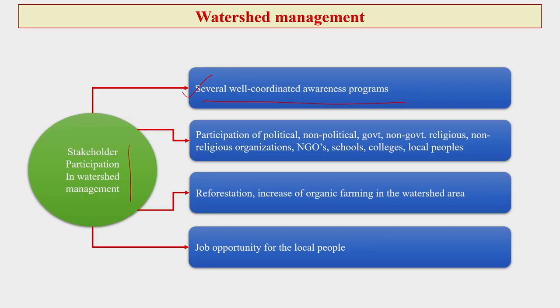The watershed approach also allows reforestation in a very big way. It helps in increasing organic farming in the watershed area. It gives enough opportunity and scope to pursue organic farming. Job opportunity creation in watershed management is another aspect. When you go for various kinds of intervention in a watershed, those will generate a lot of income. I will discuss those technical and non-technical interventions at the watershed scale in later slides or maybe in the next lecture.